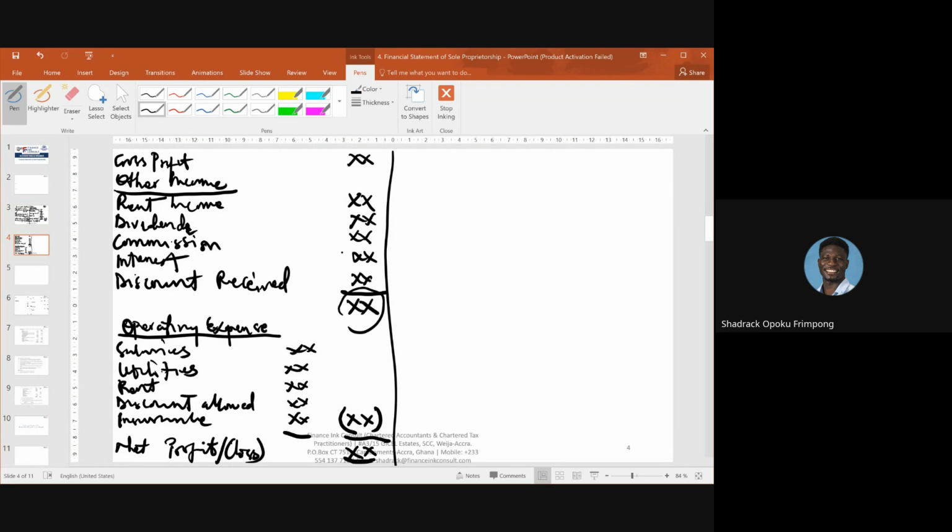Who remembers the accounting equation? We've done this. Who remembers the accounting equation? I think we did this last week. Accounting equation. Oh, you guys don't remember.